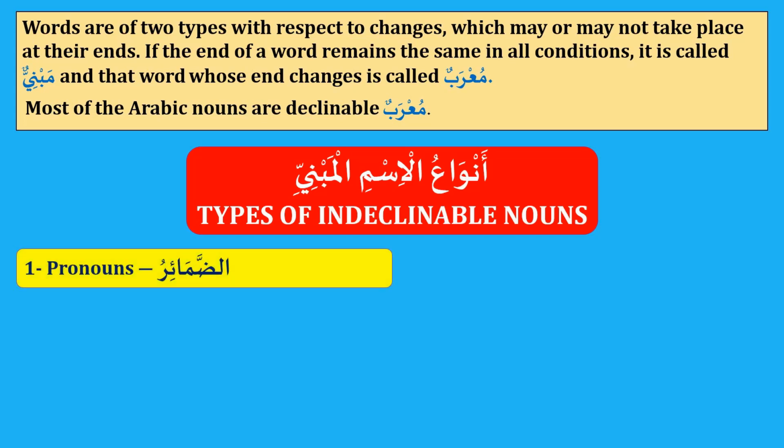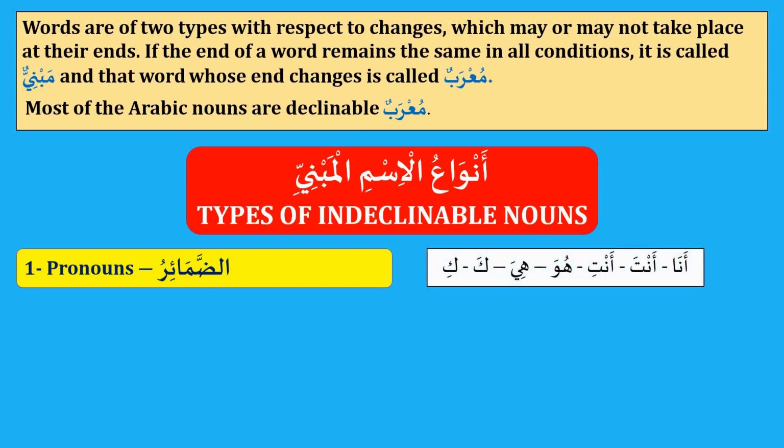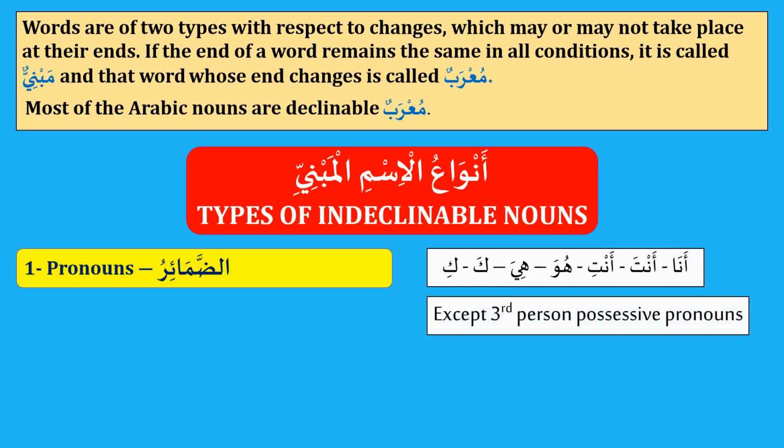First one, الضمائر, pronouns. It includes personal and attached pronouns or possessive pronouns, such as أنا, أنت, أنت, هو, هي, ك, كي, كم, etc., except third person possessive pronouns or attached pronouns. What are they? Huma, hum, or hunna. They can also get kasra if they are attached to particles or prepositions, such as bihima, bihim, ilayhima, ilayhinna, alayhinna, alayhim, etc.